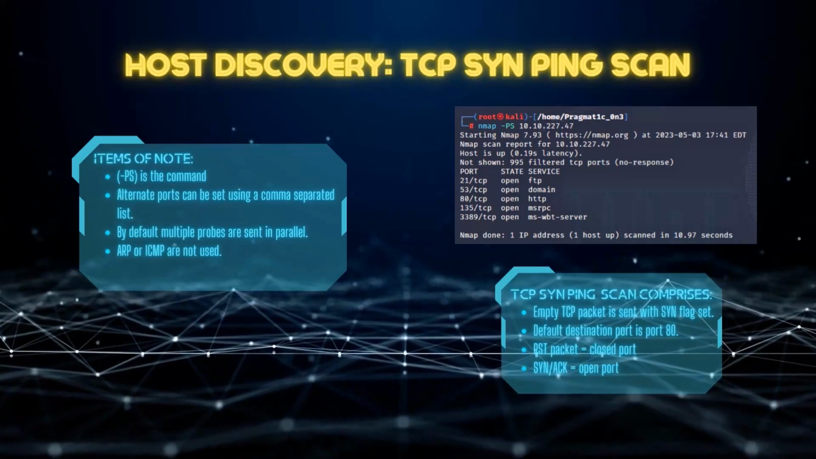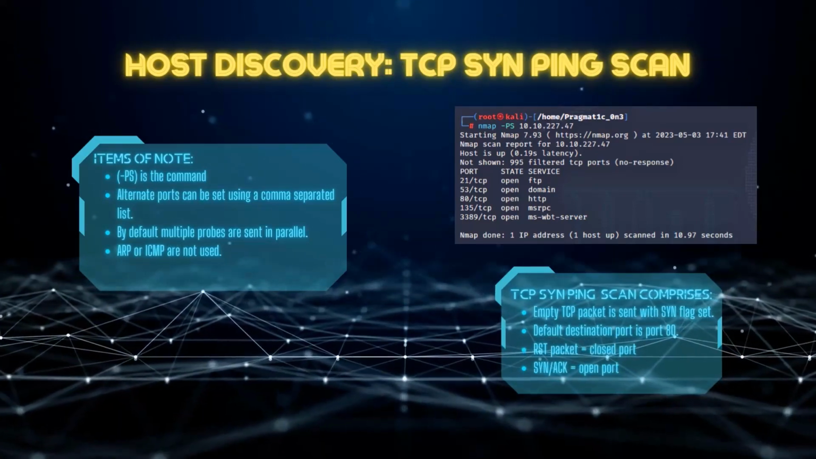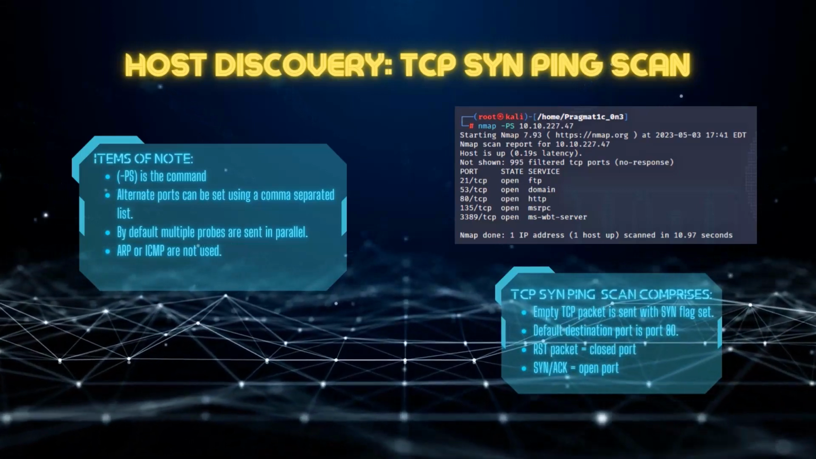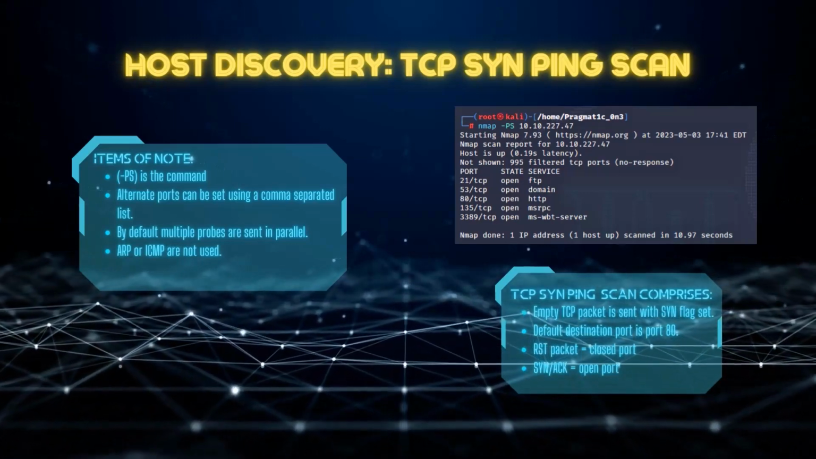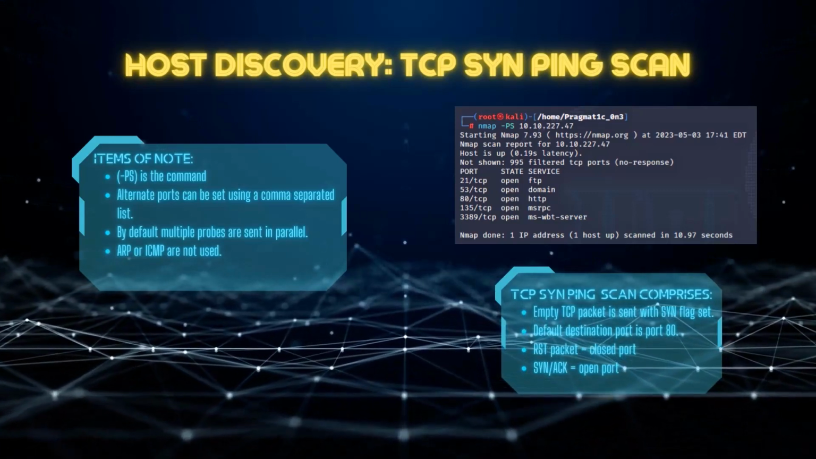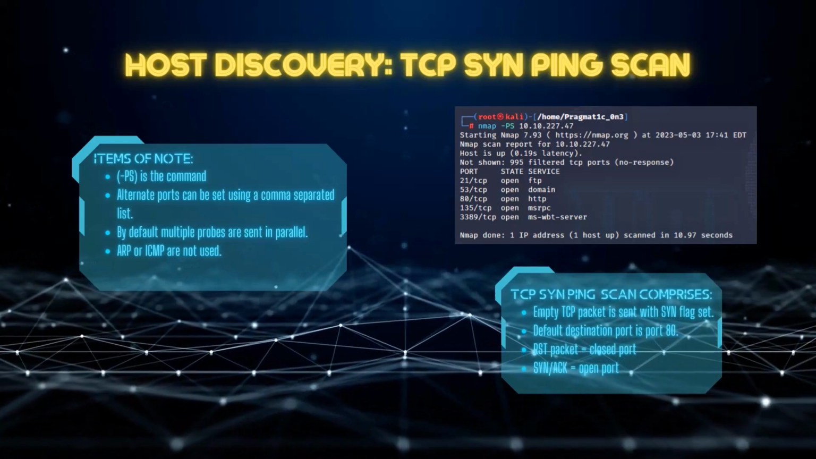This option sends an empty TCP packet with a SYN flag set to a default port of 80. Alternate ports can be specified using a comma-separated list. Example given: -PS22-25,80,113,1050,35000, with no spaces between the -PS and the port list. Multiple probes are sent in parallel.